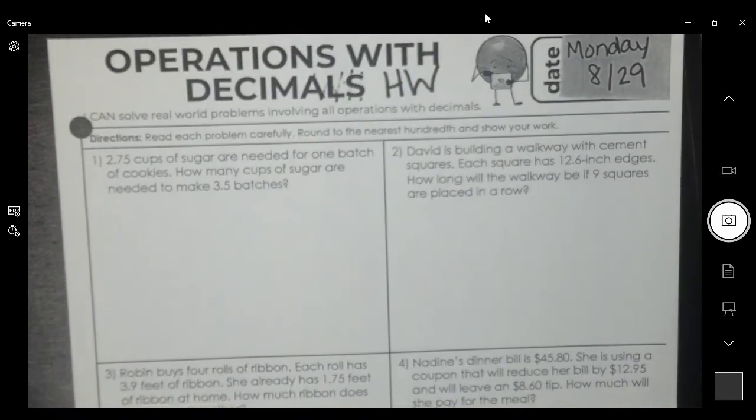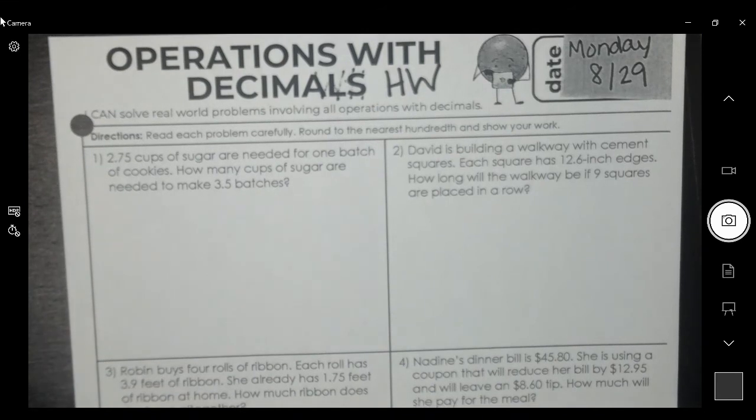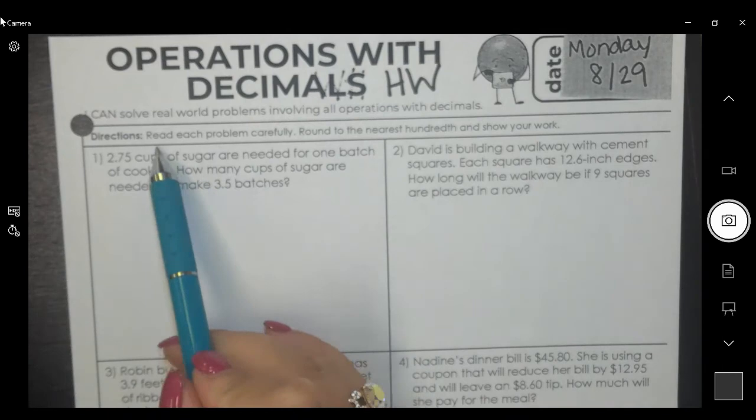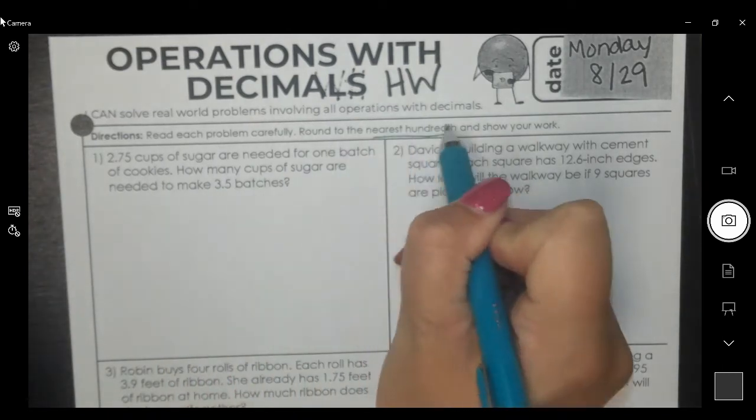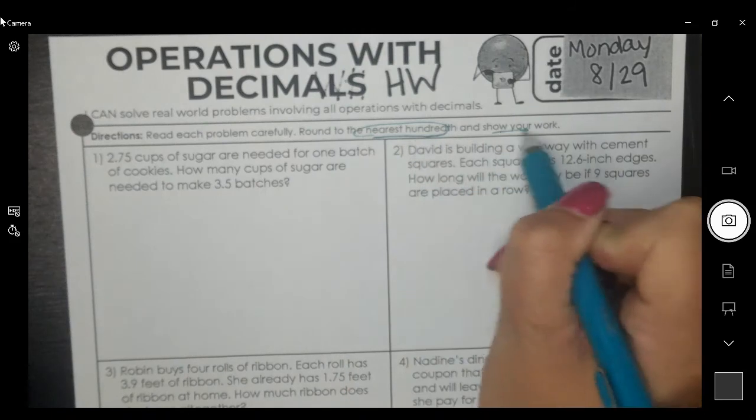Alrighty, guys, we're going to look at our homework for tonight. For Monday, we are doing operations with decimals. As you can tell, we are doing word problems. And our direction says read each problem carefully, round to the nearest hundredth, and show your work.